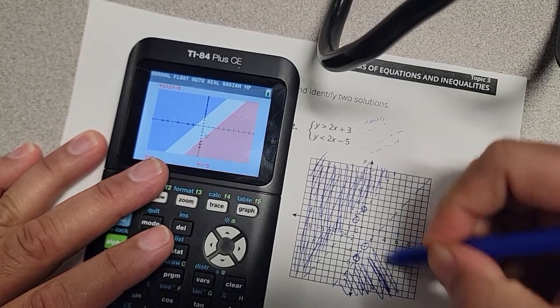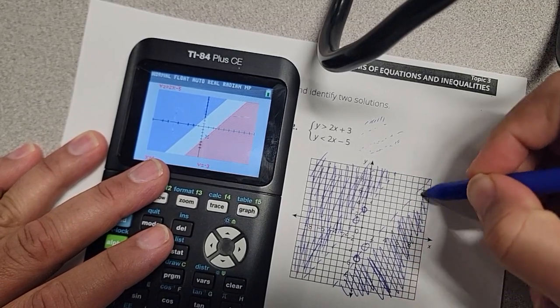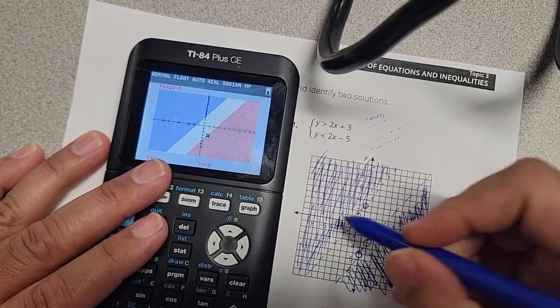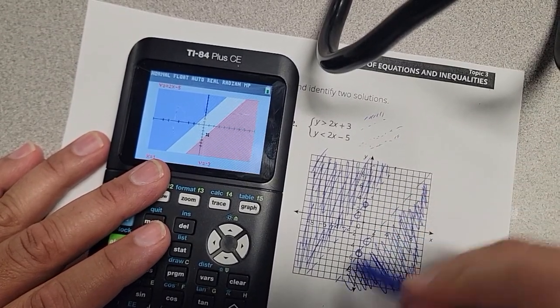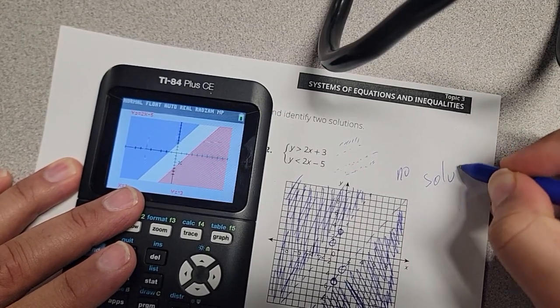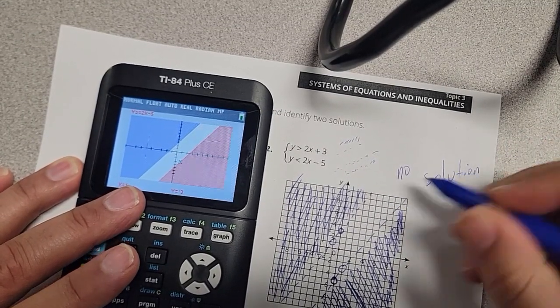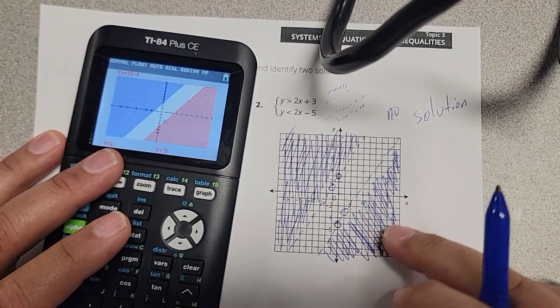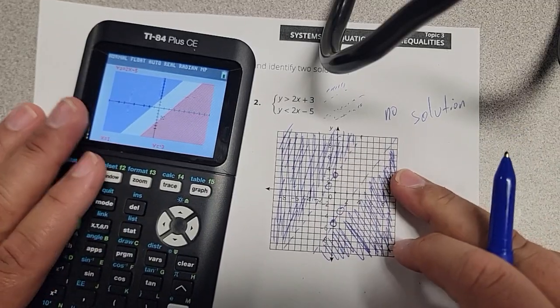Now, the answers, whenever you have a system, when you have two graphs like this, is whenever you have a double shaded part. But these are apart, and then there's parallel. So this one has no solution. All right. When they're parallel and the shading is opposites, there's no double shading anywhere, that's no solution.